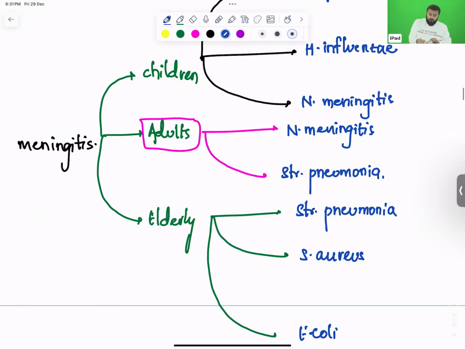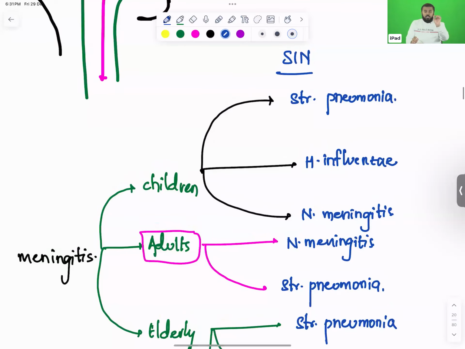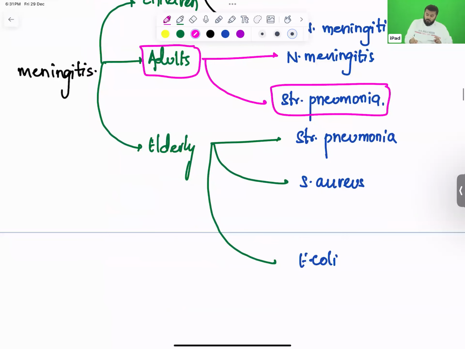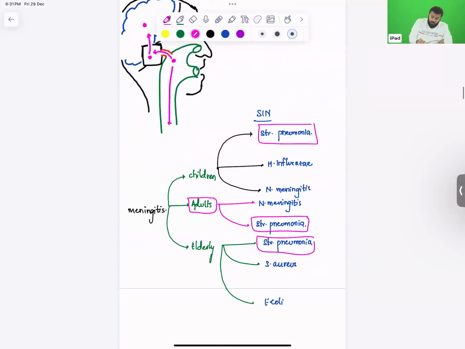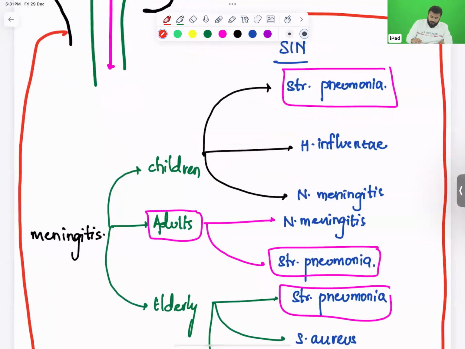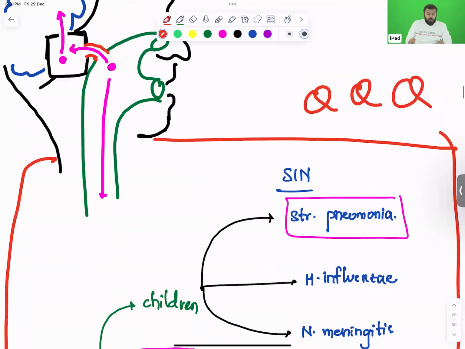Now, all of you look here. One key difference you should know. In children, Streptococcus pneumonia is a cause. In adults, Streptococcus pneumonia. In the elderly also, there is Streptococcus pneumonia. So, Streptococcus pneumonia is the most important one to cause meningitis in all age groups. Clear, all of you? So, this particular table is a highly important table. Very important. Keep this in mind. Don't forget it. Till here, you're all clear, I think.